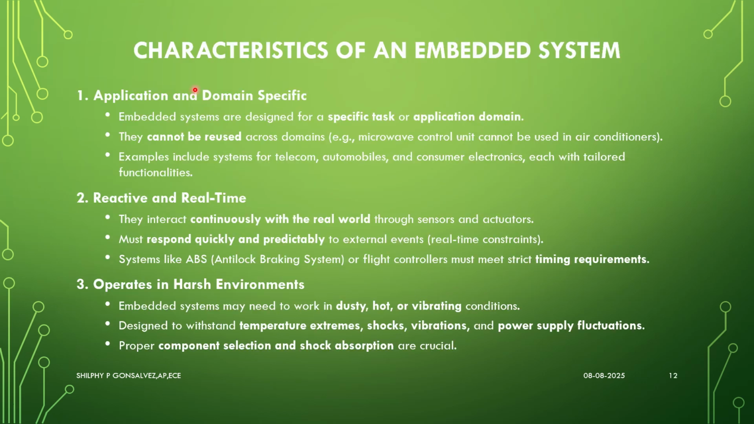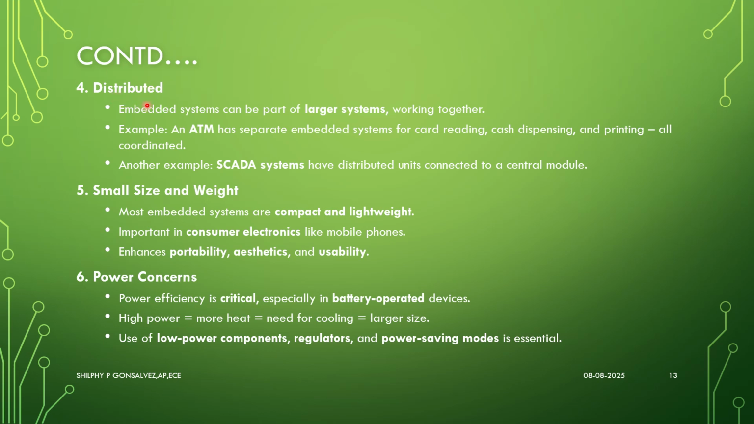So what are the various characteristics of an embedded system? The various characteristics of an embedded system include application and domain specific, reactive and real time. It operates in harsh environments. We have already discussed the concepts in detail, so I'm not going into detail regarding this. It's a distributed system, that is, an embedded system can be a part of a larger system and work together. It is small in size and weight, and it has power concerns also, like it is battery operated and it has a majority of low power components and power regulators, and different saving modes are also there.